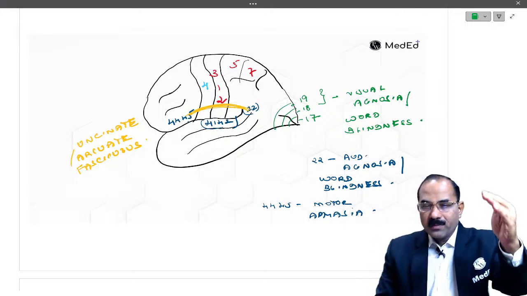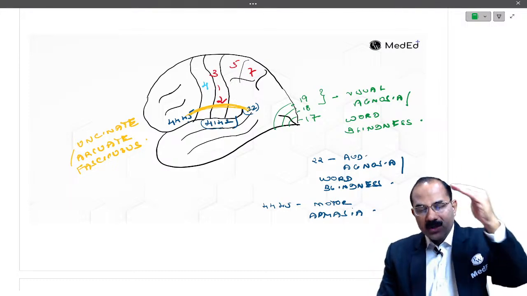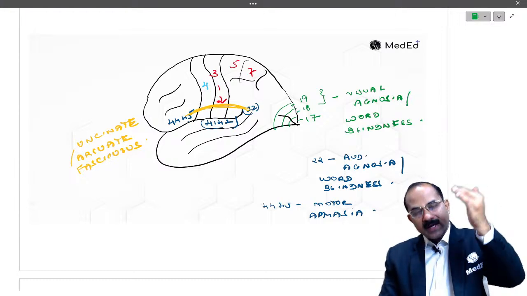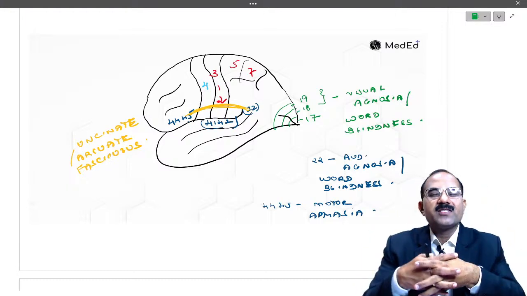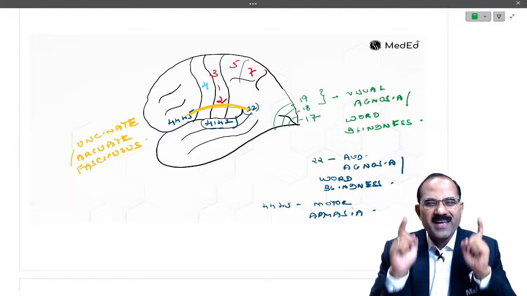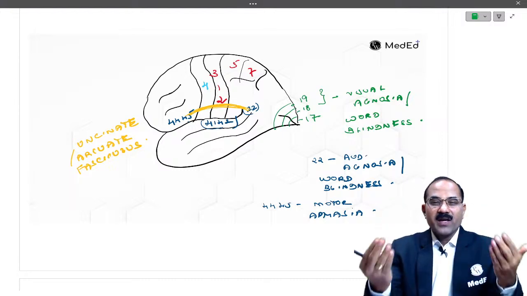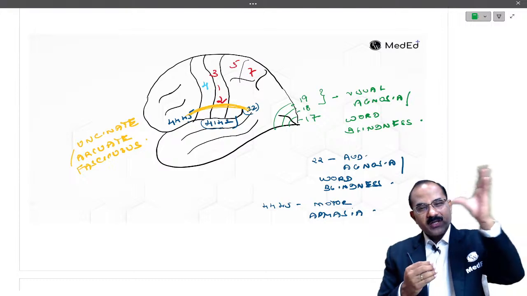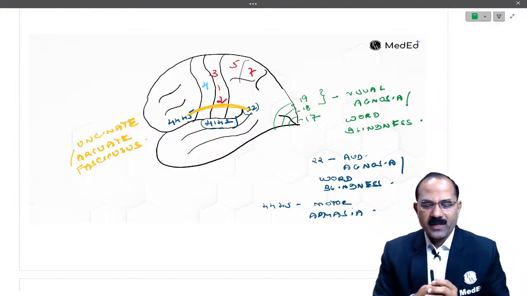One which begins from area number 4 and they pass through the midbrain, pons, medulla. They enter the spinal cord, they cross in the spinal cord, and they relay on the anterior horn cell of the spinal cord. And what is this fiber that we are talking about? The corticospinal fibers.